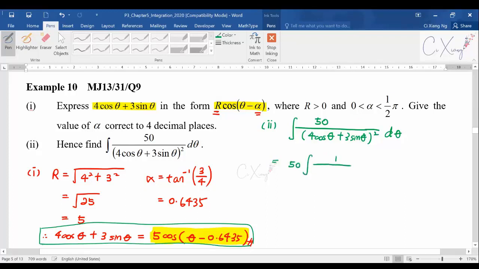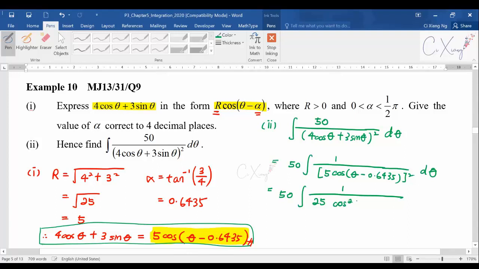So very easily you can just substitute. 15 is a constant, I just take it out. For the bottom part, if I substitute, I will have 5 cos(theta minus 0.6435), then the whole thing squared, according to the question. Now put the square into the 5 and into the cos. So you will have 15 integrate 1 over 5 squared, which is 25, times cos squared(theta minus 0.6435).